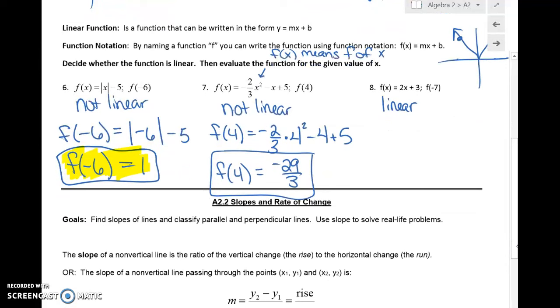Okay, the next one is hopefully easier. We are evaluating f of -7. So plug -7 in. 2 times -7 plus 3. What do you get?